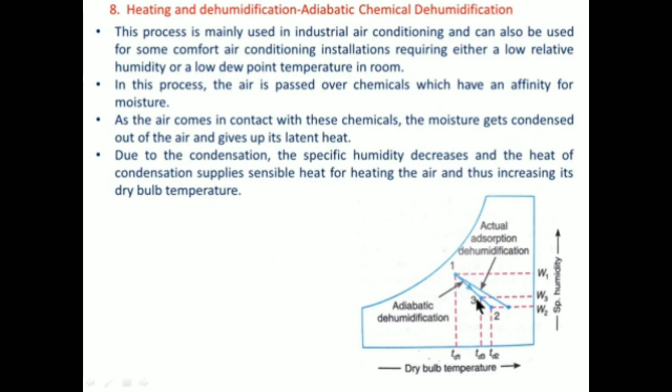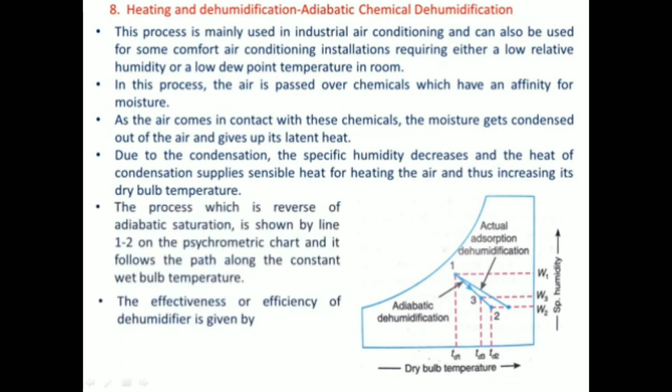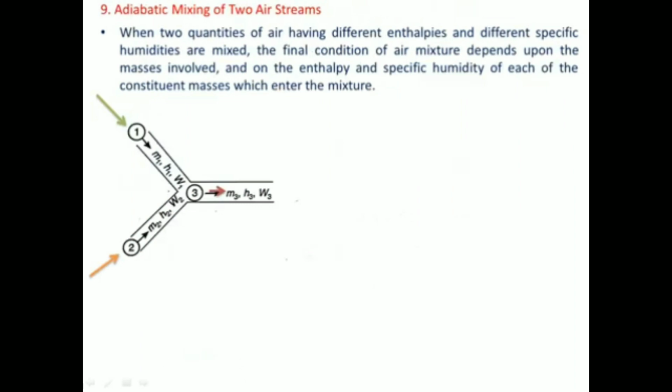So during the process 1 to 3, dry bulb temperature is getting increased from TD1 to TD3, but the humidity is reducing from W1 to W3. So the effectiveness or efficiency of dehumidifier is given by the formula eta H equals TD3 minus TD1 divided by TD2 minus TD1. So this is actual increase in DBT divided by ideal increase in DBT.